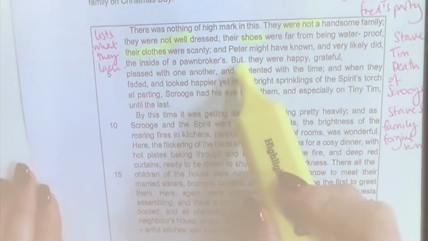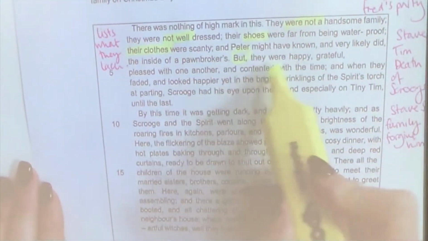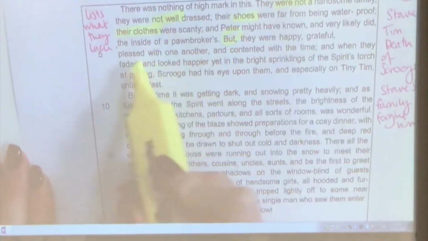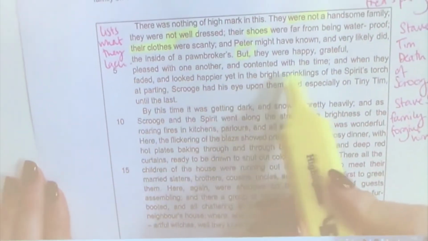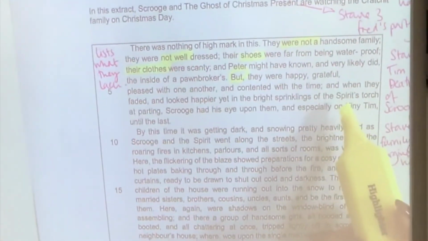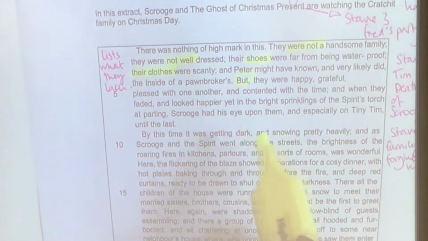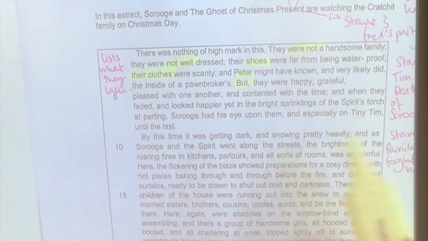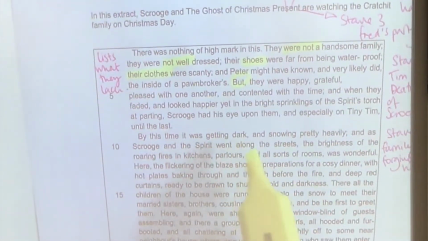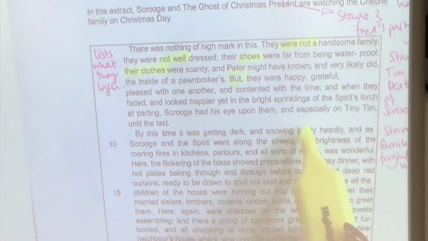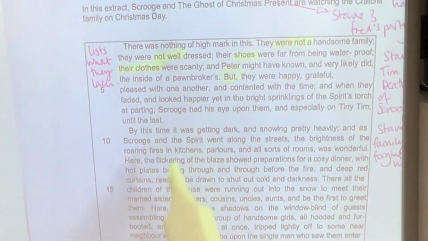But they were happy, grateful, pleased with one another, and contented with the time. And when they faded and looked happier yet, in the bright sprinklings of the Spirit's torch at parting, Scrooge had his eye upon them, and especially on Tiny Tim until the last.